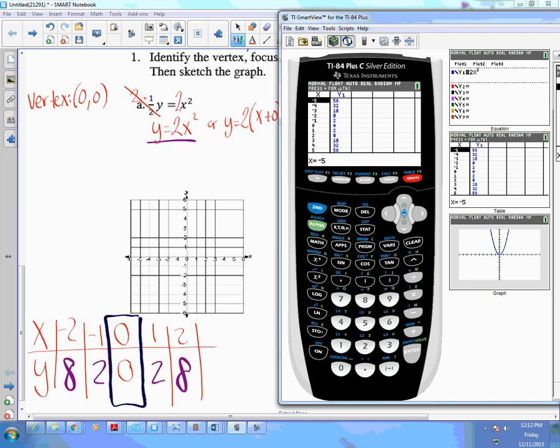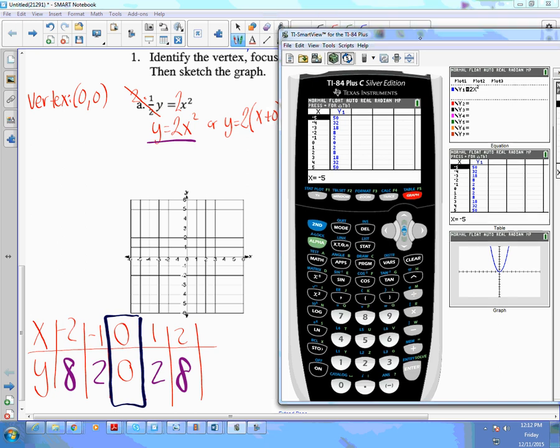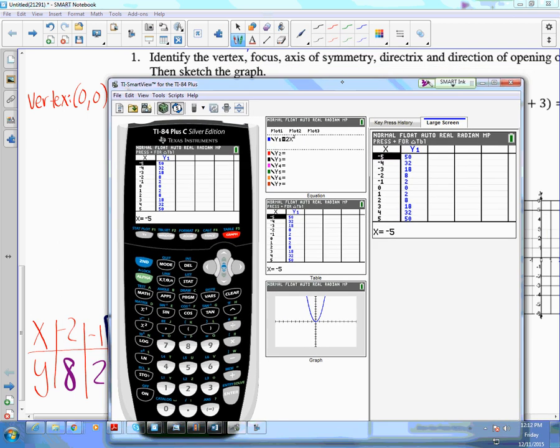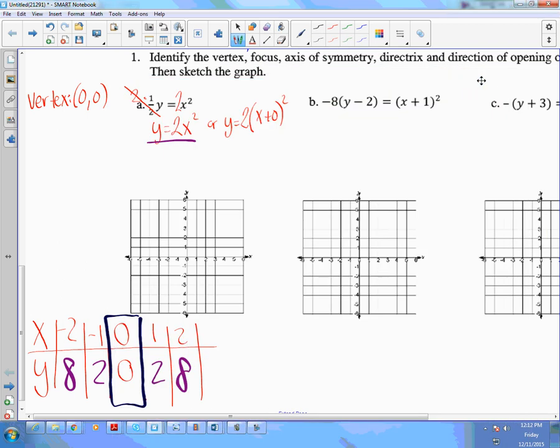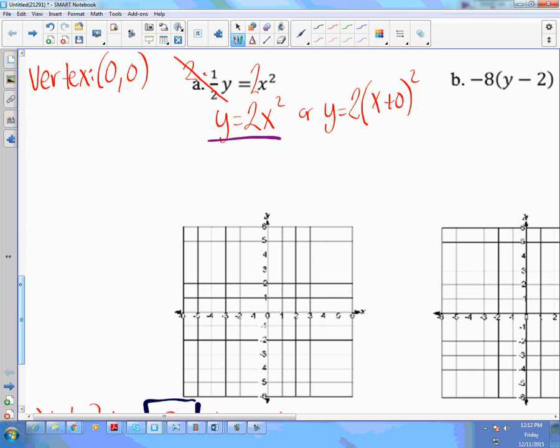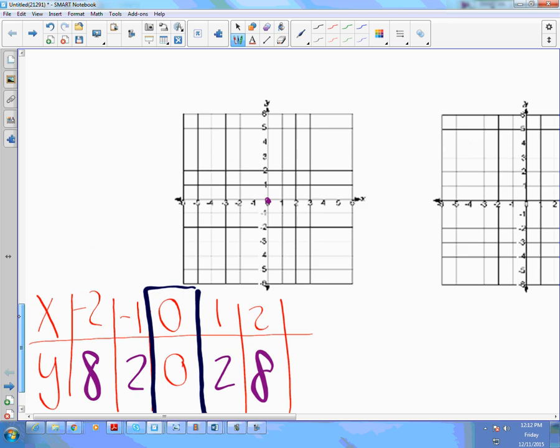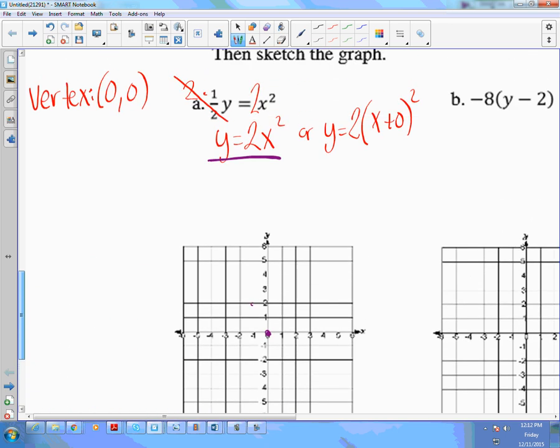That should happen with a repeat. It tells us we actually have the vertex in the middle and we have symmetry. Okay, so on your graph, let's graph those. So I have 0, 0, negative 1, 2, and 1, 2, and actually the 8 is off the graph, so I'm not going to graph that.